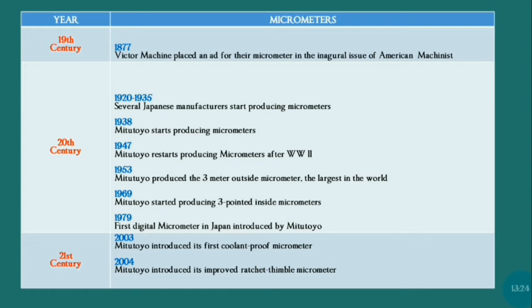Next, we will proceed to 1969. Mitutoyo started producing the 3-pointed inside micrometer. Next, in 1979, the first digital micrometer in Japan was introduced by Mitutoyo.